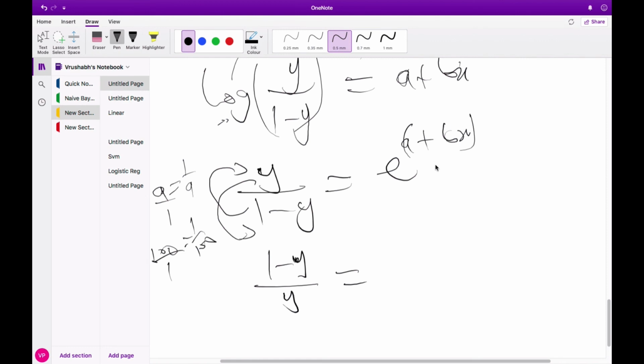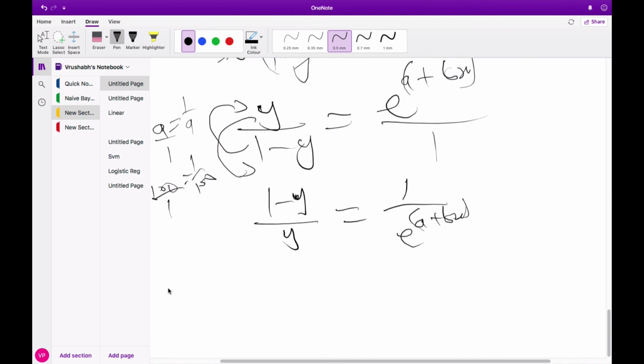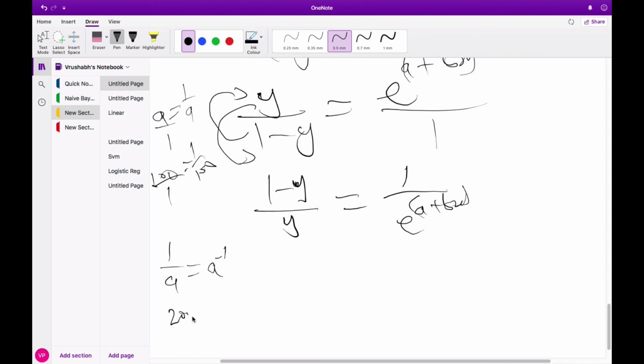In the same way, we can see that the whole of this is over 1. So if we flip it, then we're going to have 1 over e exponent a plus bx. And don't forget, if we have 1 over a, it is the same as a exponent negative 1. So if we have say 200, 1 over 200 is the same thing as 200 exponent negative 1. So this particular thing over here can be written as e exponent negative (a plus bx). We can write it in that way.